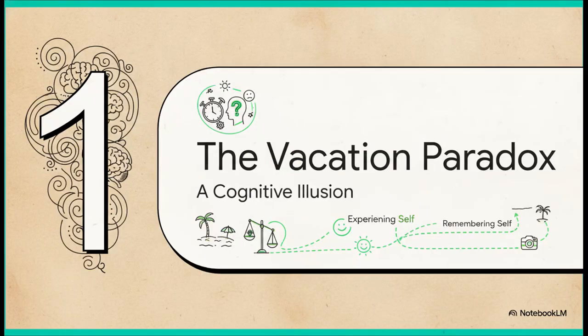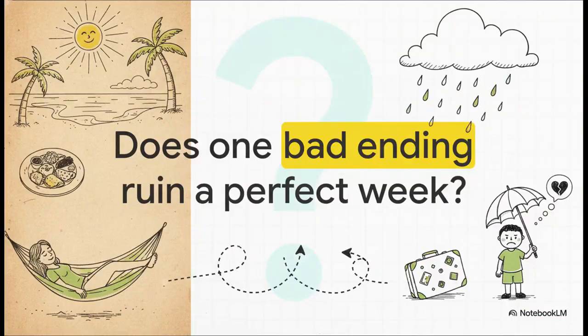Section 1. The Vacation Paradox. To really understand the mind, we have to start with the classic scenario that totally challenges our basic understanding of human happiness. Picture this. You're on the absolute perfect, completely stress-free vacation of your entire life. The sun is shining, the food is incredible, you have absolutely zero stress. But on the very last day, something unpleasant happens. It doesn't even have to be a massive disaster, just a highly unpleasant ending.